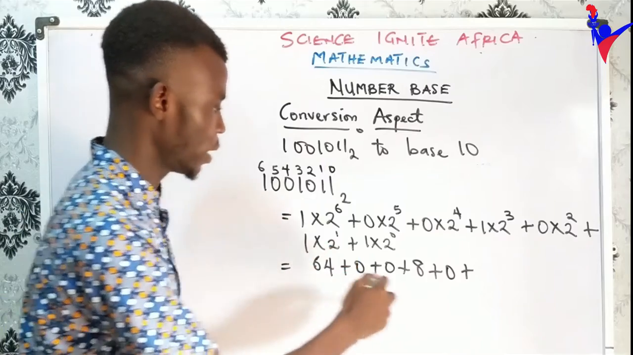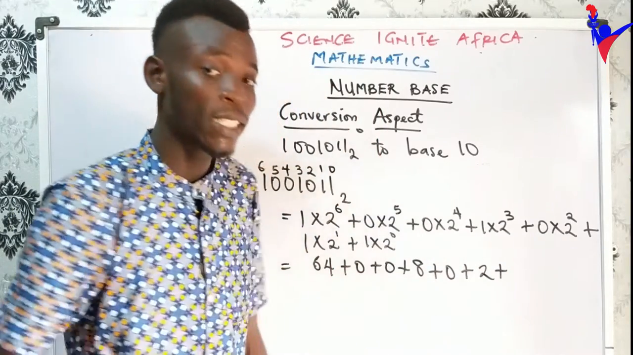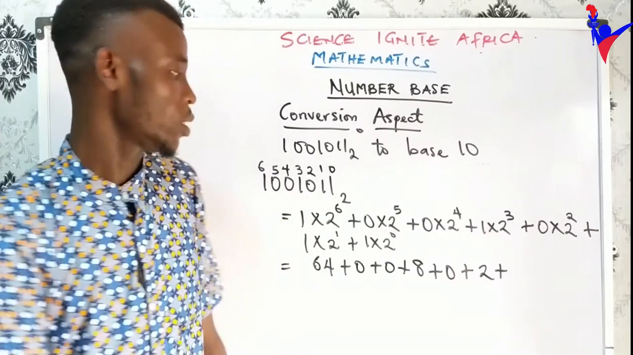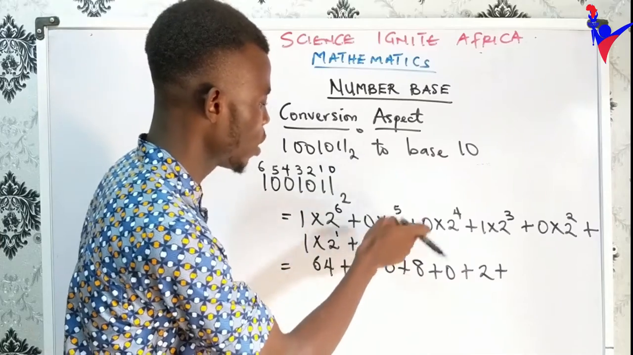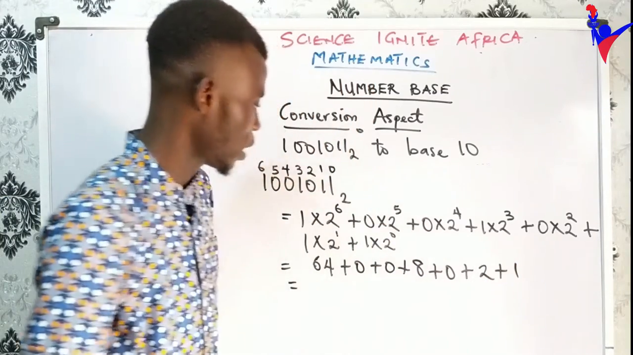Coming here, we now have 2 raised to power 1, that is 2. 2 multiplied by 1 gives us 2, plus we now have 2 raised to power 0. Anything raised to power 0 is 1. Even 1000 raised to power 0 always gives you 1. So 2 raised to power 0 is 1. 1 multiplied by 1, then we have 1.